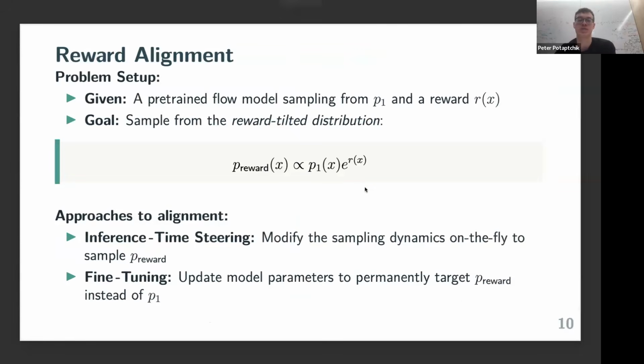This problem of reward alignment is very closely related to sampling. If R of X is a density that you're interested in sampling from, and P1 of X is some simple prior, and you take R of X to be the log density you're interested in minus the log of your prior, then your target distribution is exactly this unnormalized density. And so you can repurpose all of this machinery, instead of reward alignment, to be a neural sampler. That's something we're currently trying out.